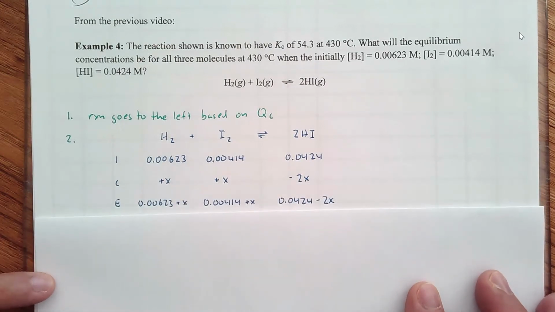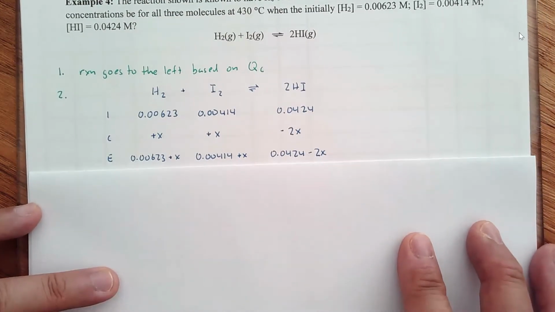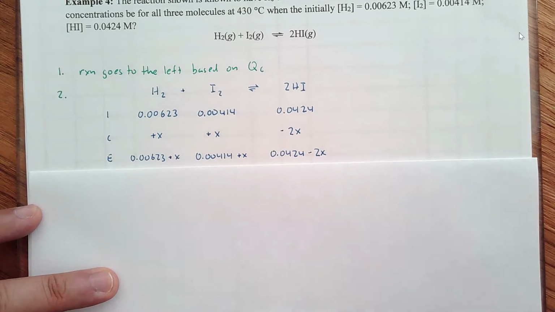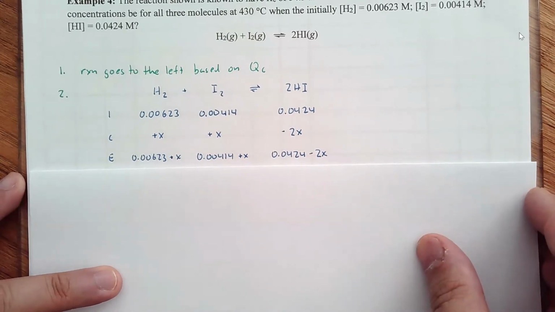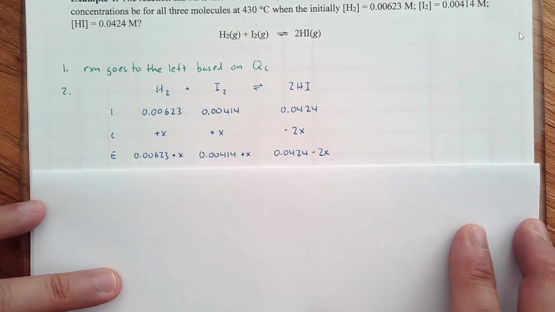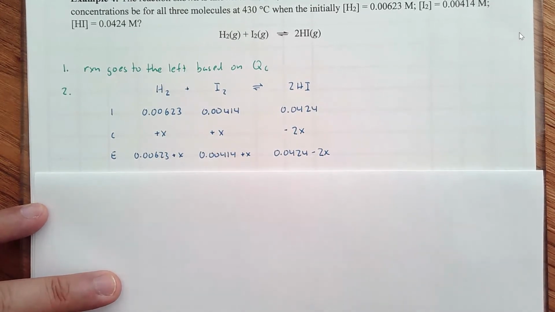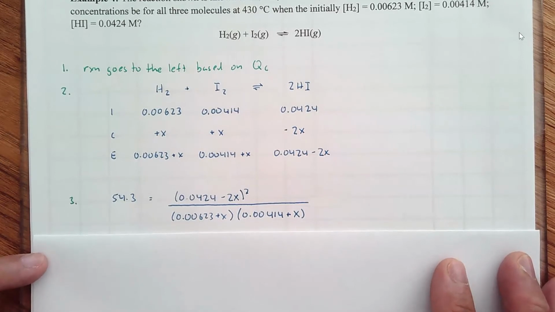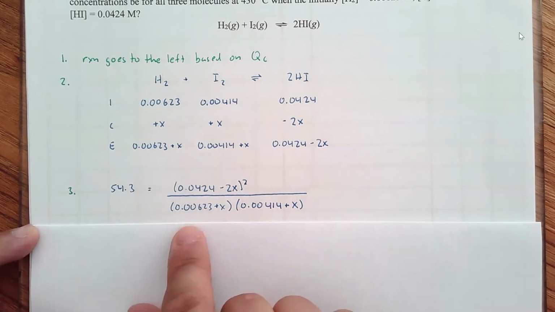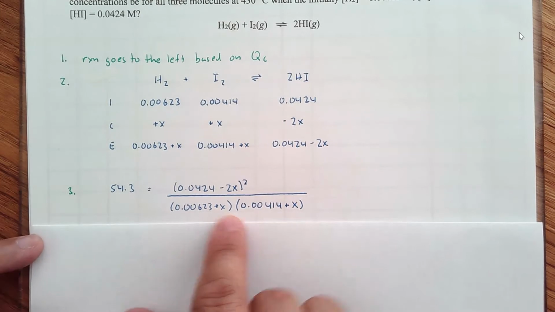And then we constructed our ice table. Again, I'm not showing you all the work. You could go back to the previous video if you want to see exactly how we did this. And for part 3, you write out the equilibrium expression and plug in the numbers. So there's our formula to solve for x.